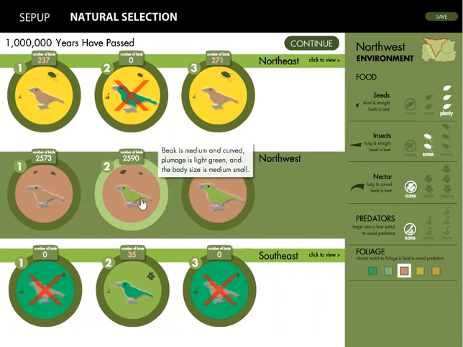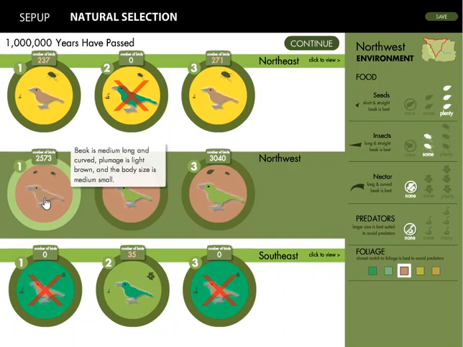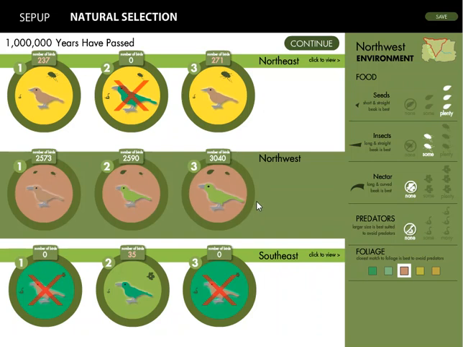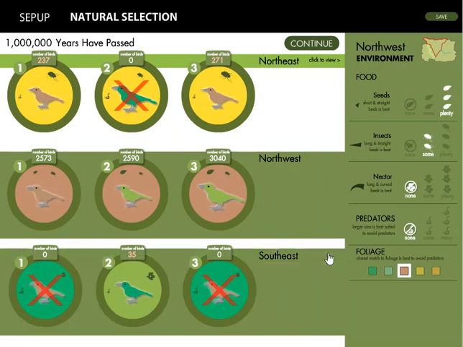Light green, light brown, medium small, medium small, medium. So these are very similar birds. It would be hard, aside from the color, to tell them apart unless you're a real bird enthusiast. So they have all evolved in the same direction as well.